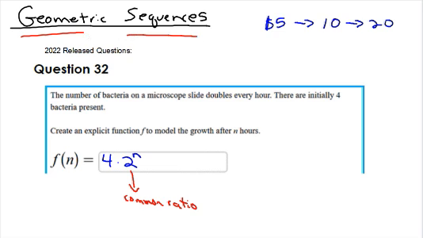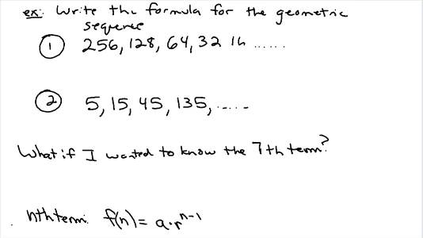Let's look at some more examples. So I've got here, write the formula for the geometric sequence. Let's look at this first one. We're starting with 256. So that means when I get ready to write my function, the number out in front is 256. That's what I'm starting with.